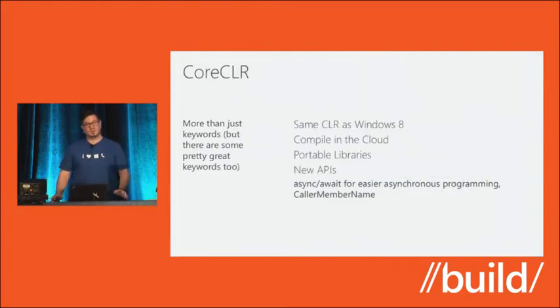That moves us on to the core CLR. There's a whole session on CLR, so I'm not going to really go over it too much, but that gives you great new things like compile in the cloud, portable libraries, a bunch of great new APIs. 2 things to go do homework on. If you haven't already checked out the async await keywords, please go do it. They make writing asynchronous code so much easier.